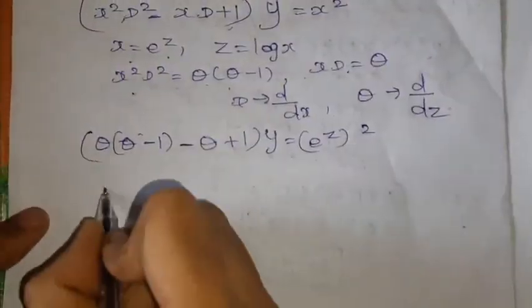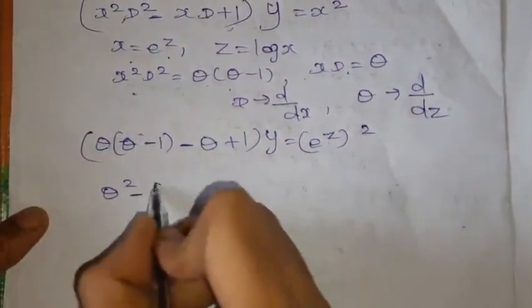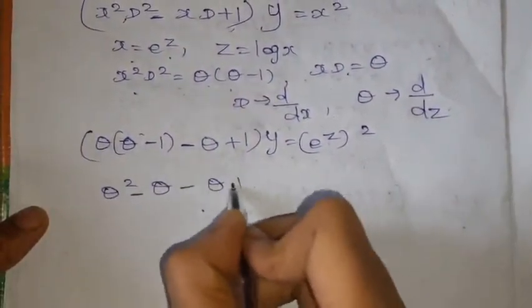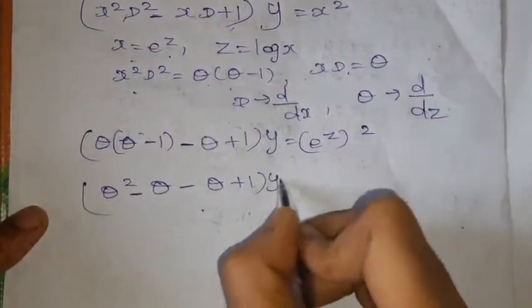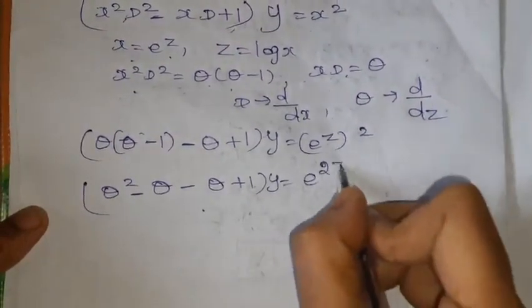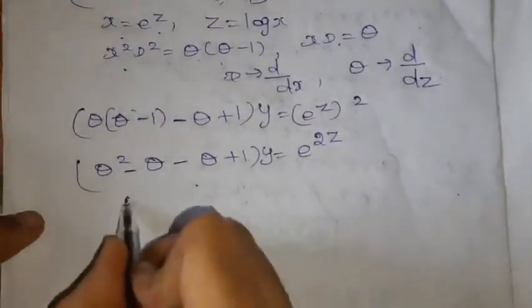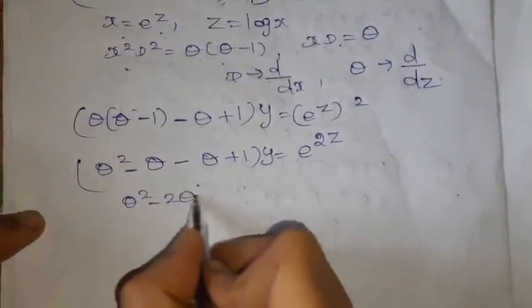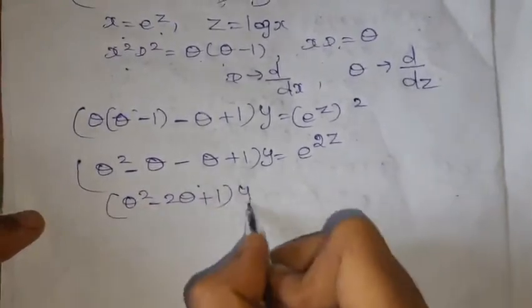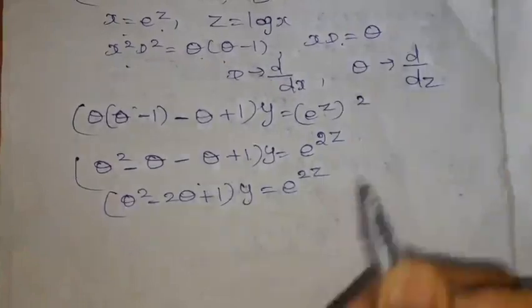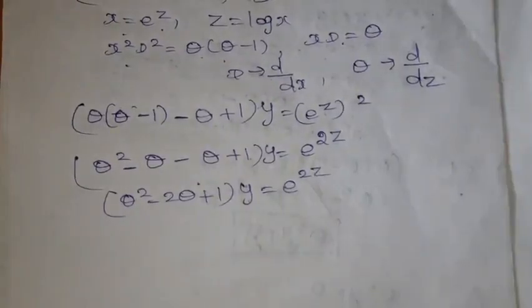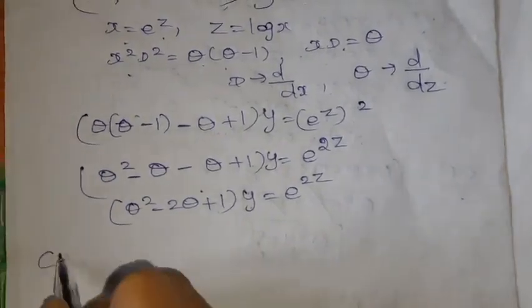What is x squared? x equal to e power z now, so e power z the whole square, nothing but e power 2z. So theta squared minus 2 theta plus 1 into y equal to e power 2z. So we have reformed this differential equation with z, theta and d by dz.